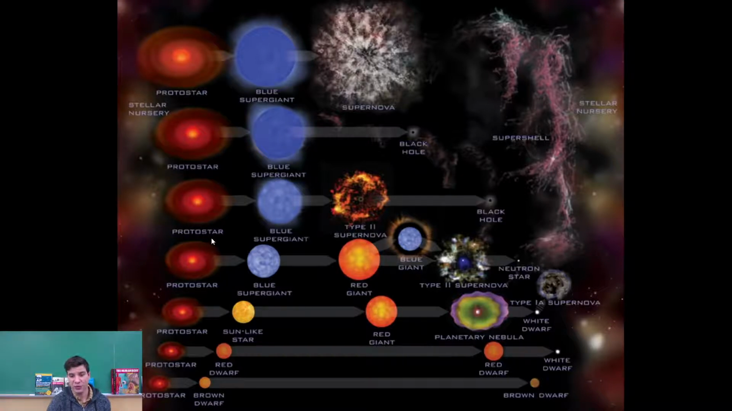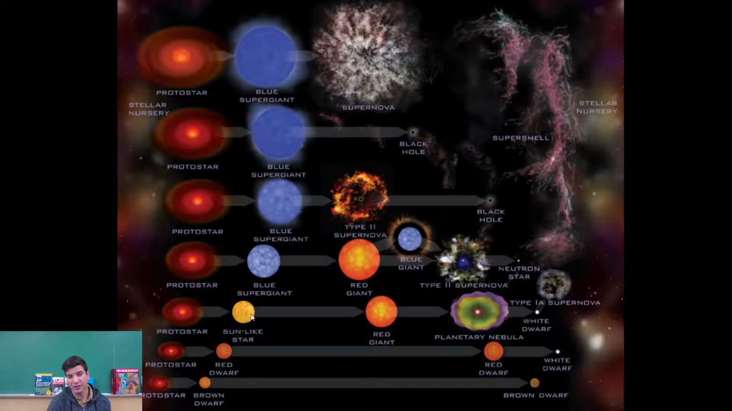If you have a protostar, it may turn into a blue supergiant, which then may puff up into a red giant. And then you really have two paths here. It can either turn into a blue giant and then go down another path, or it may blow off some gas and turn into a neutron star.